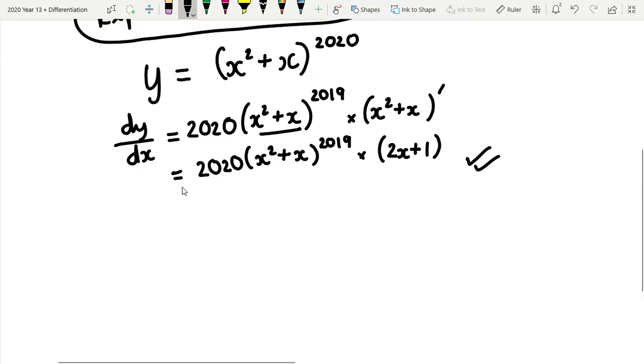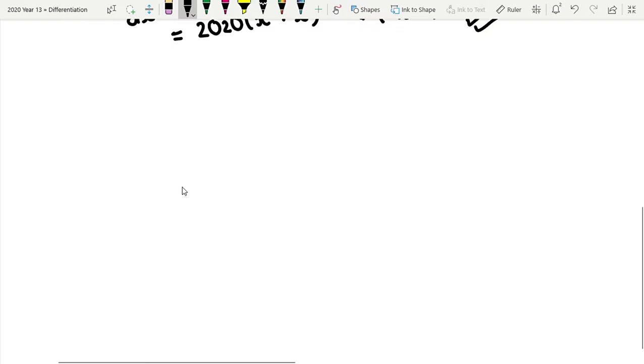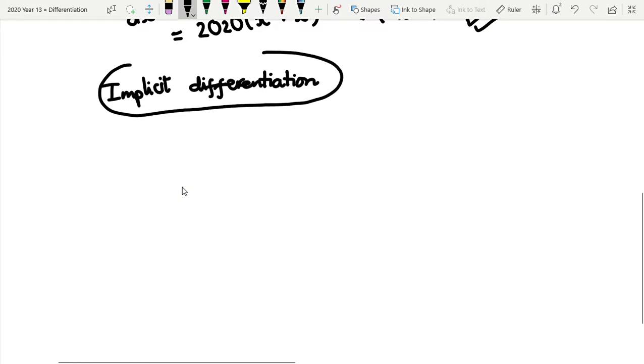Okay, so let's talk a little bit about implicit differentiation, what it means. Implicit differentiation means that you don't have y as the subject, and it is quite hard to find y as the subject. So let's talk about implicit differentiation. Look at the spelling right here. Spelling bee champion.